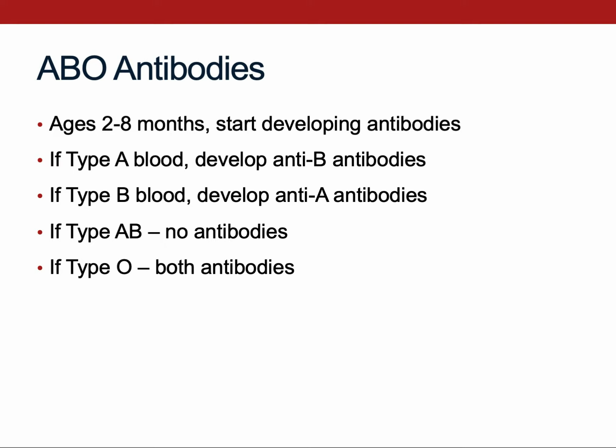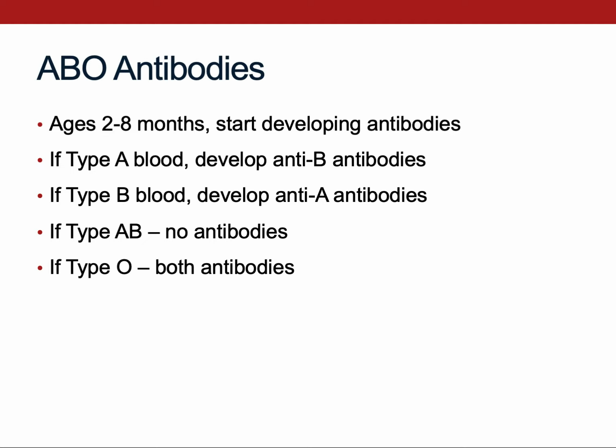Now, remember antibodies. When you are first born, you start developing antibodies to all different kinds of things that you're encountering in the world, including you're developing antibodies against blood antigens. So if you have type A blood, then A antigens are innate for you and B antigens are foreign, so you develop anti-B antibodies. If you have type B blood, you have B antigens, so A antigens are foreign to you, and you develop anti-A antibodies.